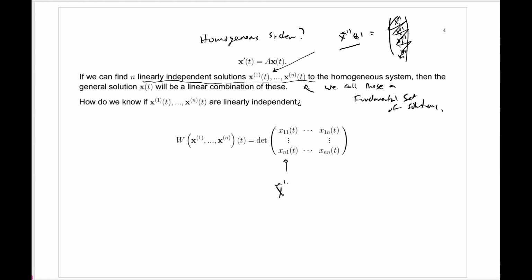x^1, our first vector function of t, is exactly this x_11 of t, x_21 of t, all the way down through x_n1 of t. x^2 would be that second column, all the way up to x^n, which is that last column. If these are your vector functions, just put them as columns of a matrix and compute the determinant of this matrix. Now, the determinant of this matrix will be a function of t. If this determinant is never 0 on the interval I, then we have a fundamental set of solutions on your entire interval I.